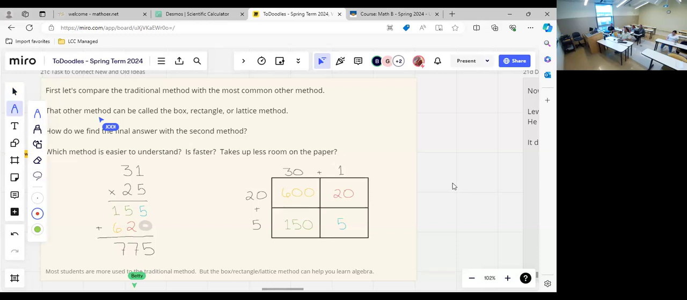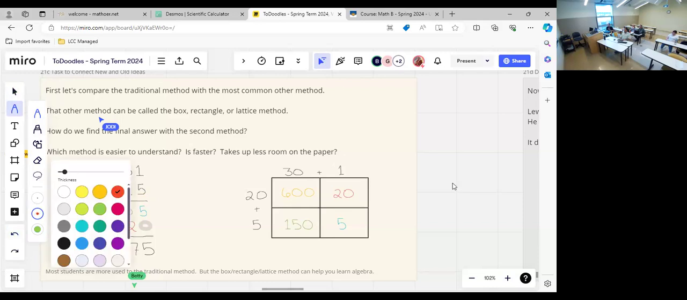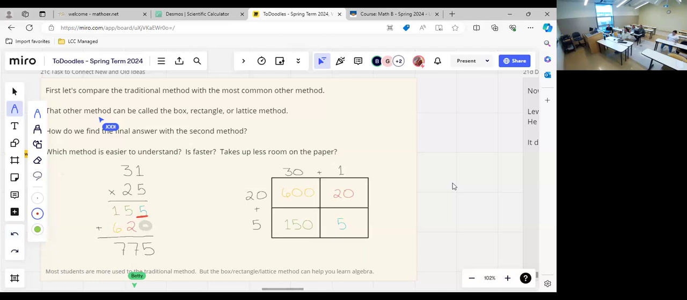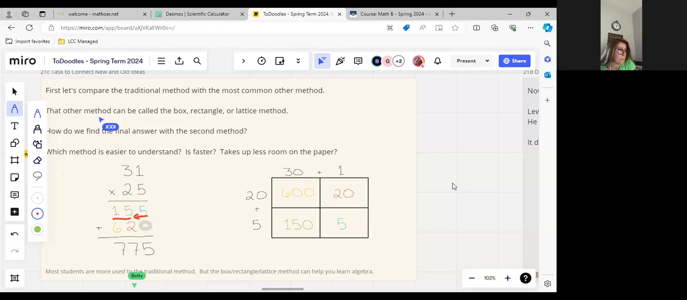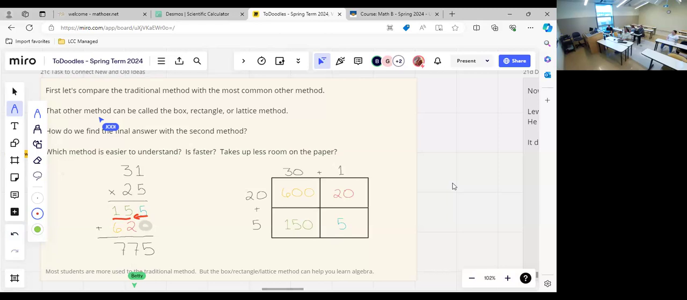I'm just kind of assuming it's a slightly boring review. I'm doing 31 times 25. So 1 times 5 is 5. And then 3 times 5 is 15. Now that 15, I've scooted over. But there was a scoot there, right? I don't put the 15 here. I scoot it over and put it here. Why do I do a scoot when I write the 15? Anyone know? It just makes sense.